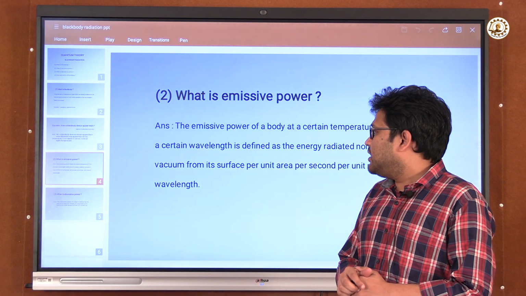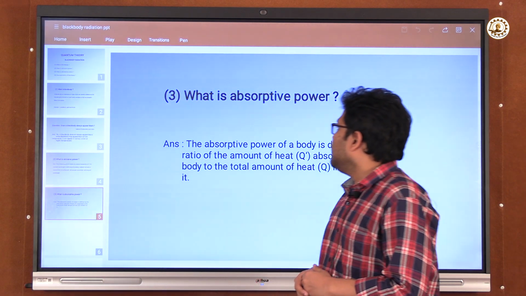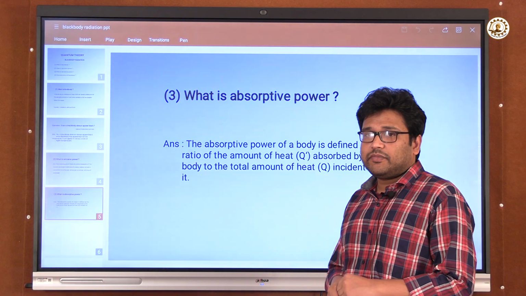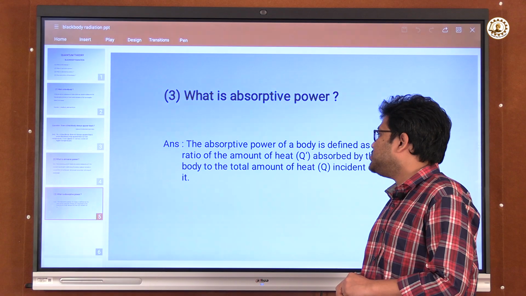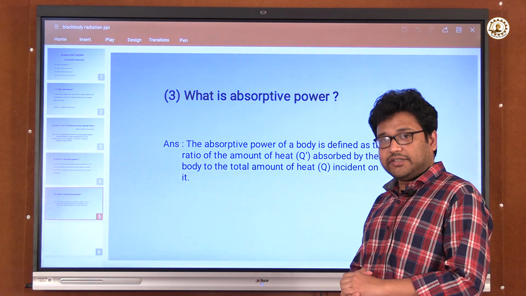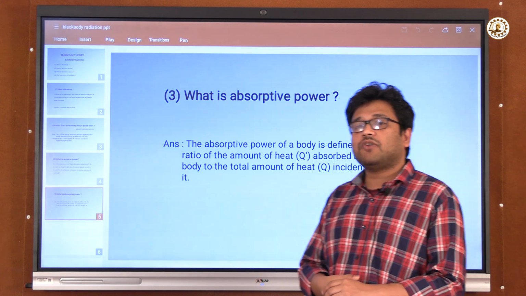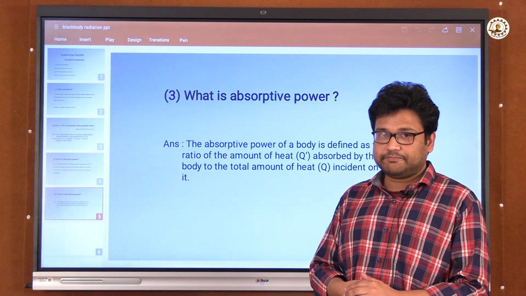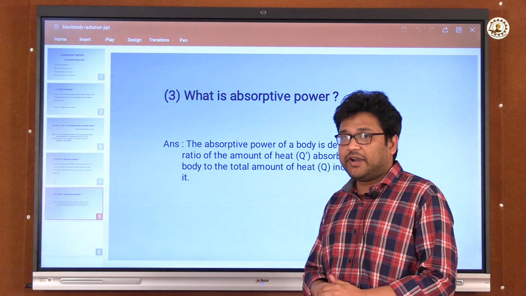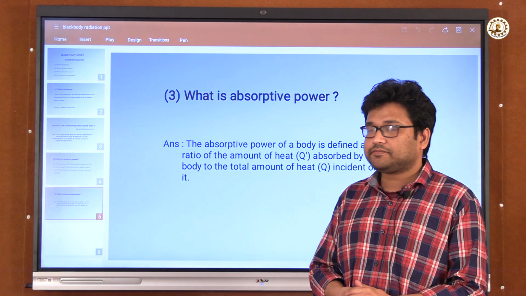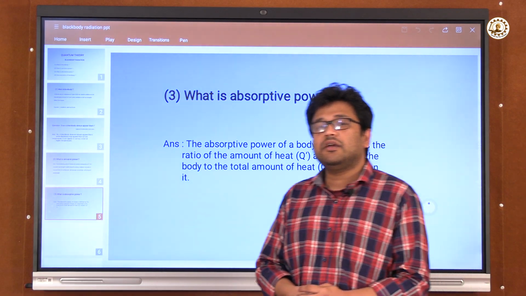Now, the next question is, what is absorptive power? The absorptive power of a body is defined as the ratio of the amount of heat absorbed by the body to the total amount of heat that is falling on it, and obviously for a particular temperature and a certain wavelength. So this is the absorptive power of the body.